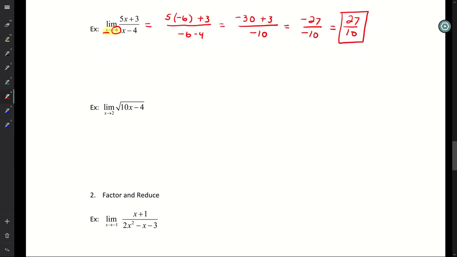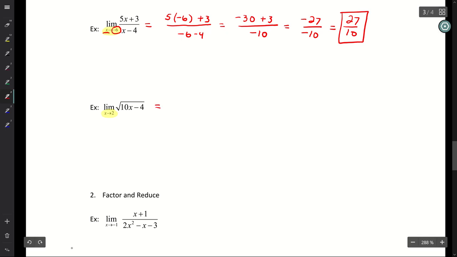Okay, the next one down, we have a square root. Remember on roots that the value underneath the root has got to be positive. Well, on this one, the number that we're approaching in our limit is 2. Think about if you plug 2 in, it looks like plugging 2 in is going to give you a positive thing underneath the root. So I don't think we're going to have any problems here.